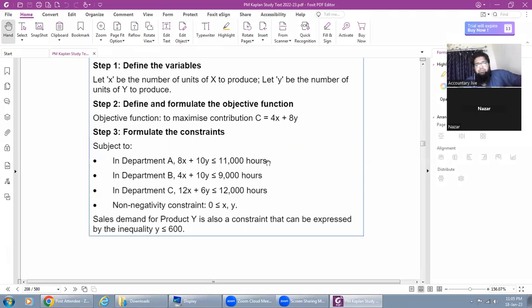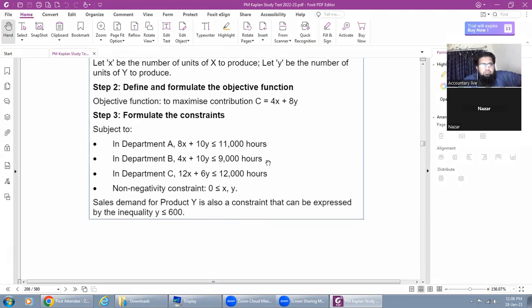Next is the non-negativity constraint. We cannot produce negative units. This is not possible. So 0 is less than or equal to x and y. It means we cannot produce less than 0.